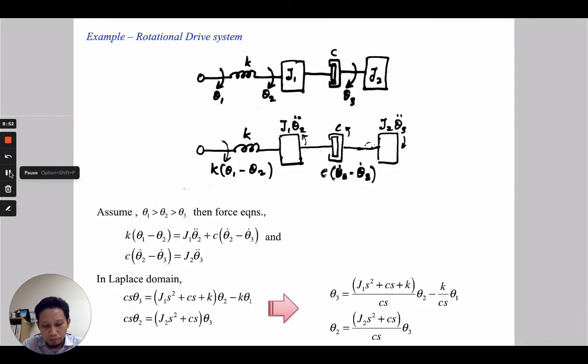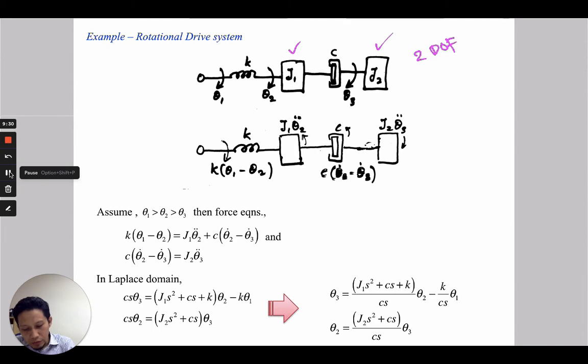All right. Now we have another example here. We have the rotational drive system. Now we have 2 degrees of freedom as well, because we have J1 and we have J2. In this case, there is no torque given in this system. So we have to find the 2 equations. So this is the first one.